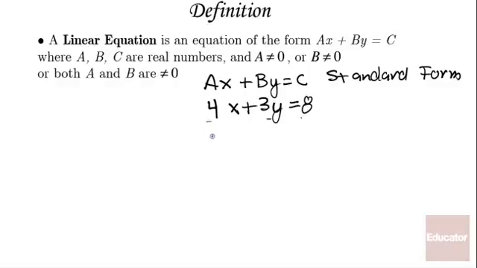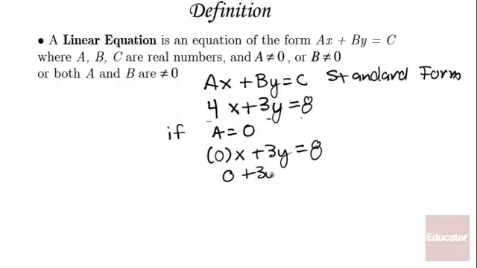It is possible that a can equal 0. So let's let a equal 0. If a equals 0, then what I'm going to end up with is 0x plus 3y equals 8. The rest of my equation is the same: I still have b equals 3 and c equals 8. Therefore, the x is going to drop out, and I have 3y equals 8. So this is okay because b did not equal 0.